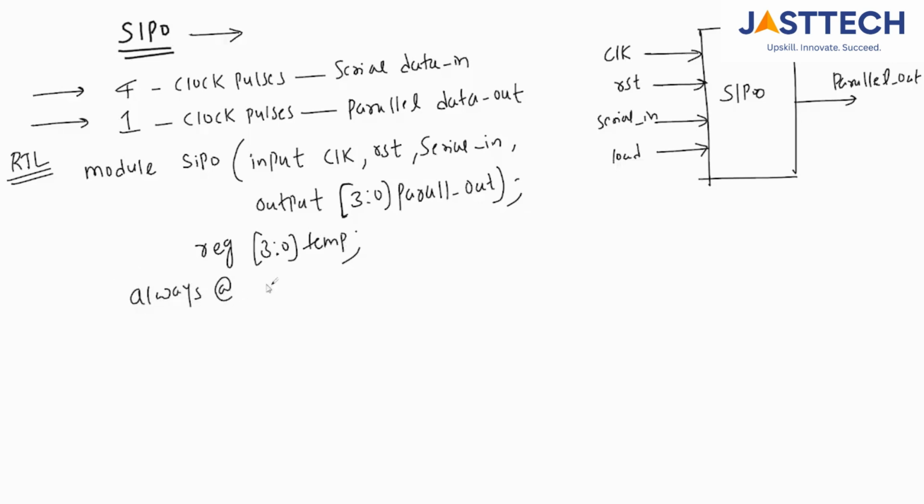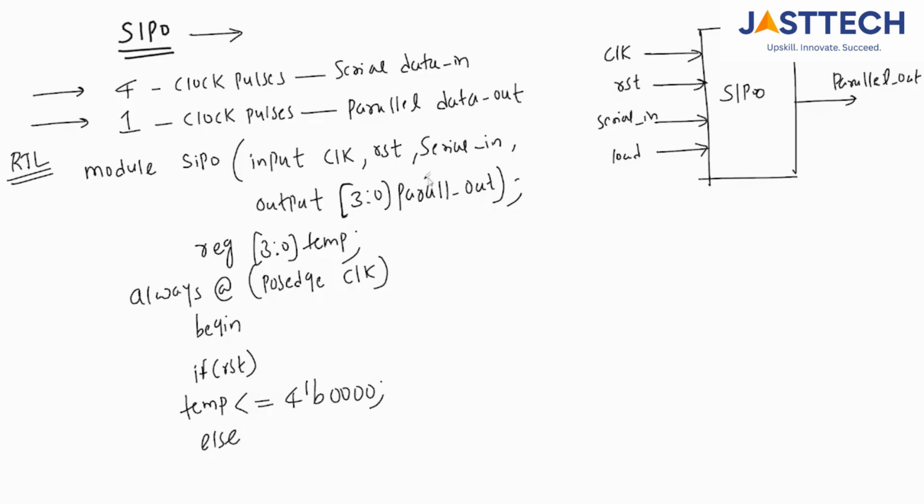Always at the positive edge of clock, begin. If reset equal to 1, whatever the temp register is there, that will be loaded with all zeros, 4 zeros.